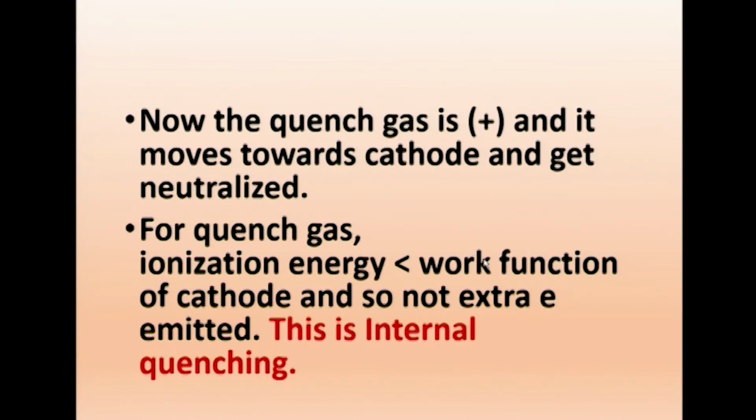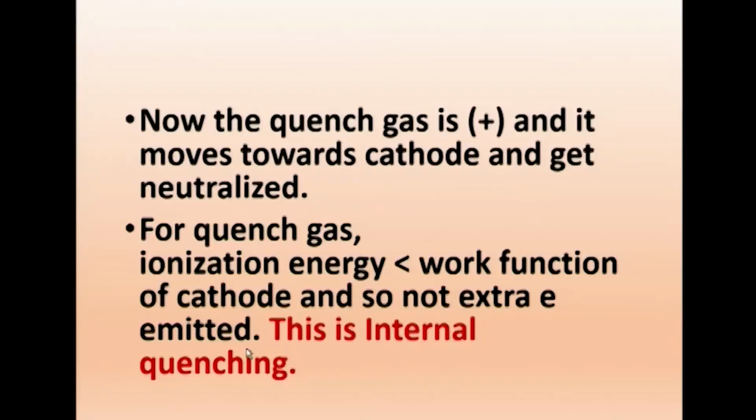For argon, the work function of the cathode was greater, now it is less, and so no extra electron is emitted. Therefore, there is no extra electron emitted. One alpha particle entering, one count. So that is Packard. Now this is called internal quenching by using halogen.